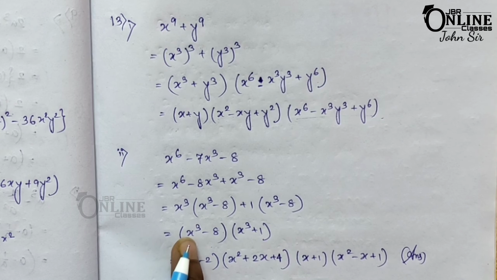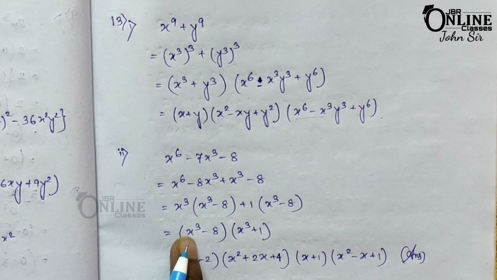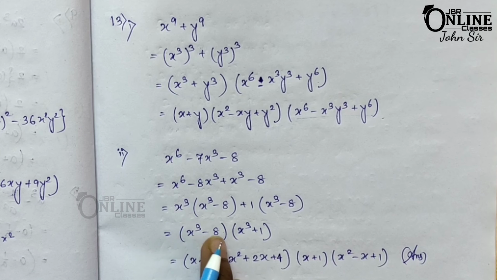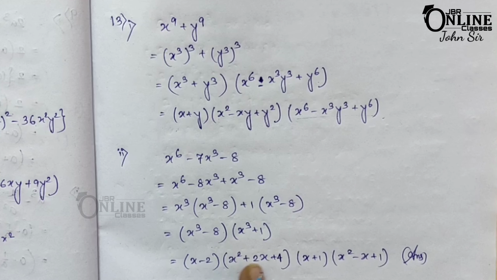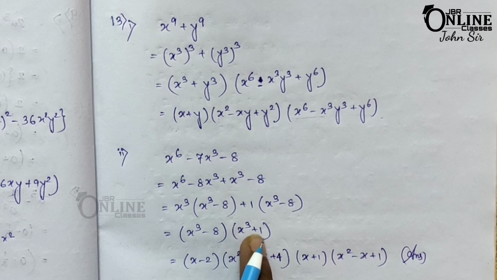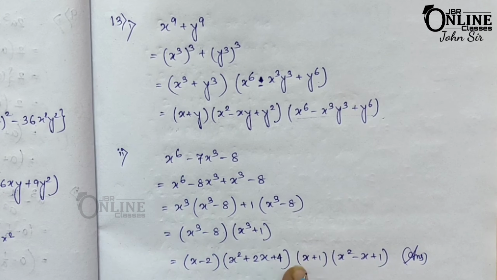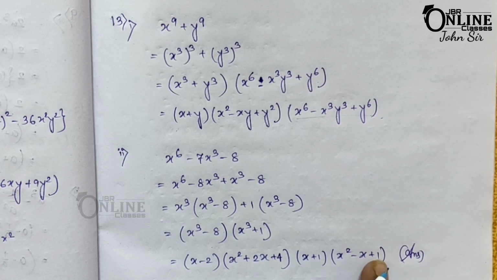Okay, now x cube minus 8 means x cube minus 2 whole cube. That means a minus b, the a cube minus b cube formula. So a minus b, a square plus ab plus b square. And the last one, x whole cube plus 1 whole cube. So here you can apply the formula a plus b, that means a plus b, a square minus ab plus b square.